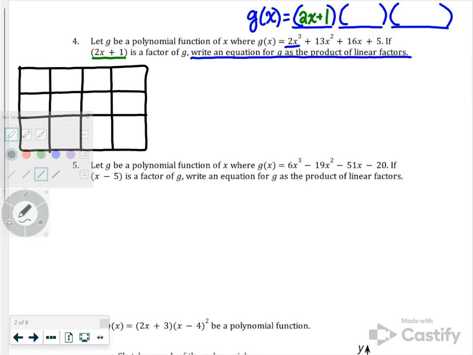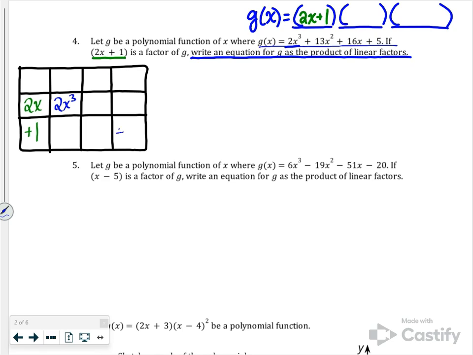And I'm going to put the 2x plus 1 in the box. And then I'm going to start putting the polynomial g of x into our division box. So that would have to be 2x cubed. This is going to have to be plus 5. And now we can start figuring out where everything needs to go.